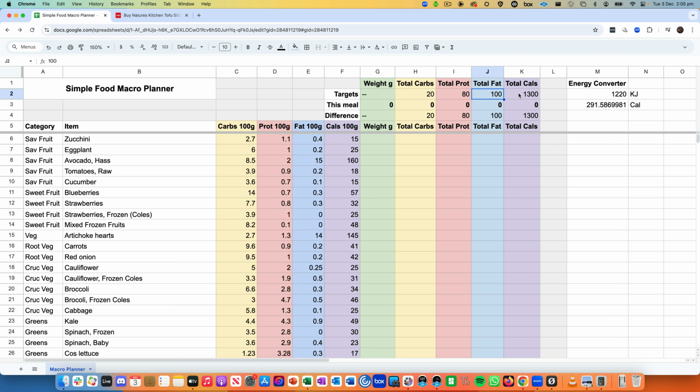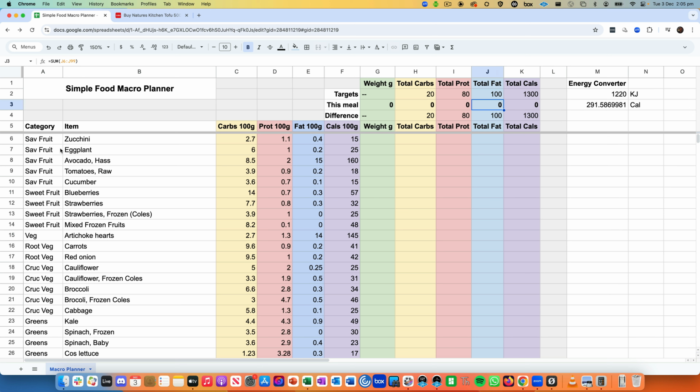You can see here the calorie amount for the targets and for the difference are calculated based on the combination of these three macros. The great thing about that is that you might say, okay, let's increase this calorie amount a little bit. We might just have more fat or more protein or whatever. So we can easily change these values, and that's going to update that total calorie amount. I'll keep the target at 1300 calories.